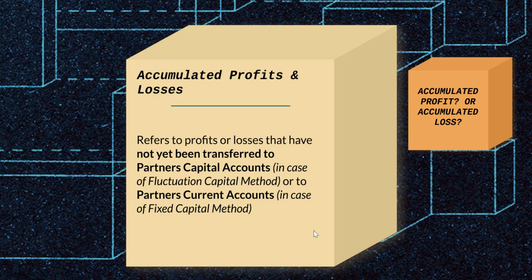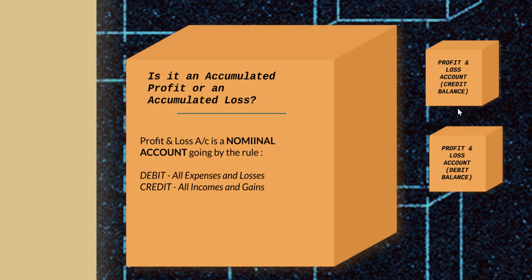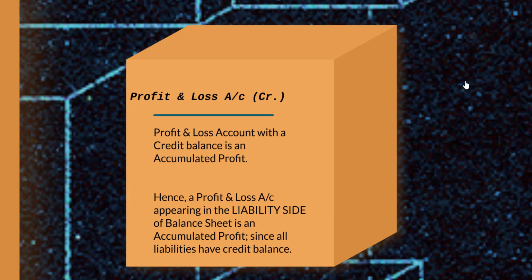Now, how do we find out whether it's an accumulated profit or whether it is an accumulated loss? Is it an accumulated profit or is it an accumulated loss? Profit and loss account itself is a nominal account going by the rule debit all expenses and losses and credit all incomes and gains. So by this rule, any P&L account having a credit balance will be a profit, and any profit and loss account with a debit balance will be a loss. A profit and loss account with a credit balance will appear in the liability side of the balance sheet. Why? Because all liabilities have credit balance. So when there is a P&L balance appearing in the liability side of the balance sheet, we can infer that that is an accumulated profit.